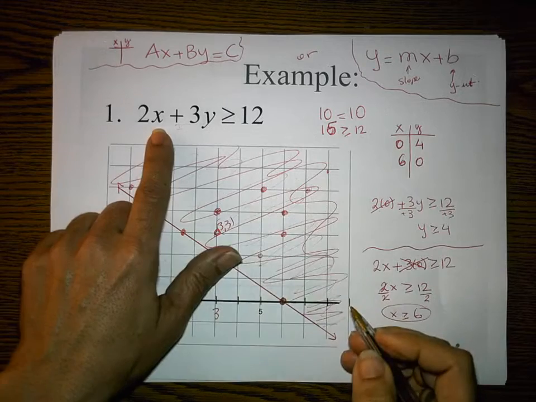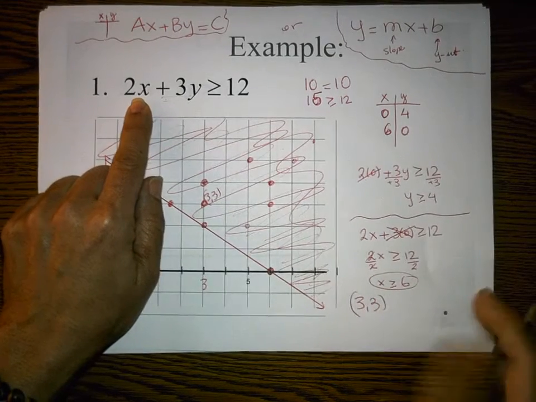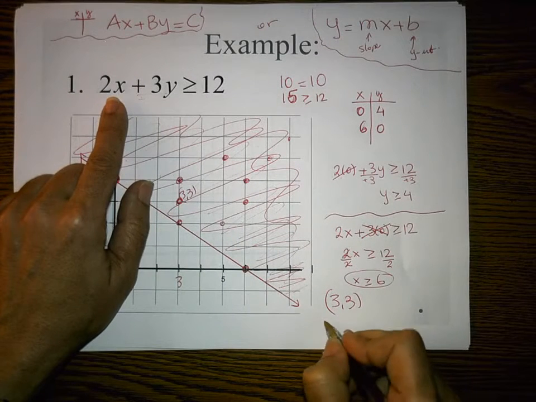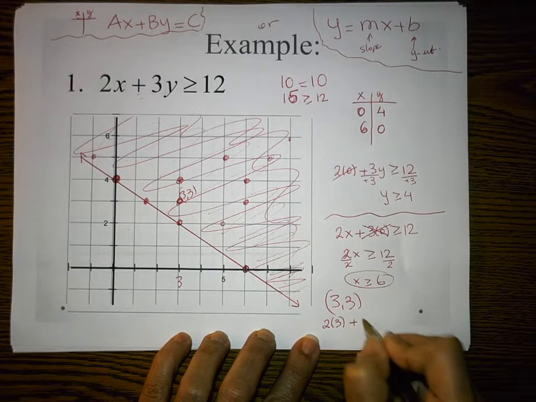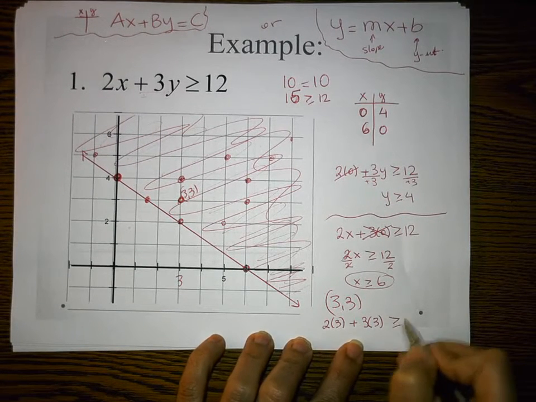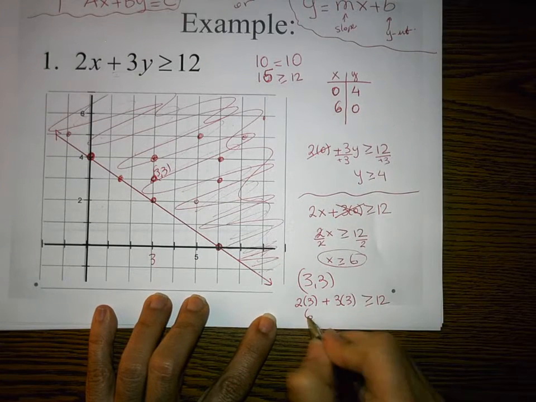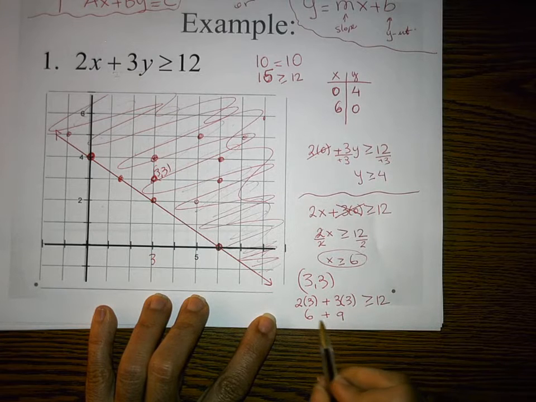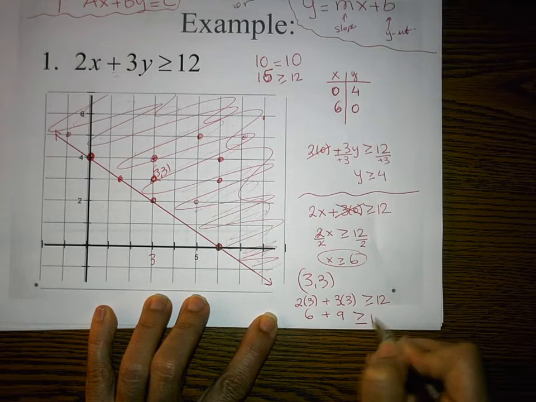If I plug it in here, I'm picking the point, I'm testing the point 3, 3. If I plug it in my equation, it would be 2 times x, which is 3, plus 3 times y, which is also a 3. Is that greater or equal to 12? Well, 2 times 3 is 6, plus 3 times 3 is 9, and 6 plus 9, that's 15, and it is greater than 12.